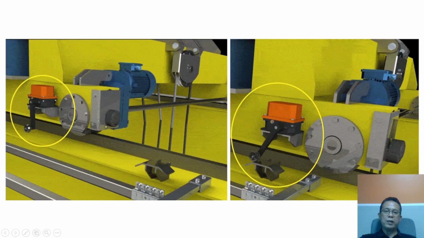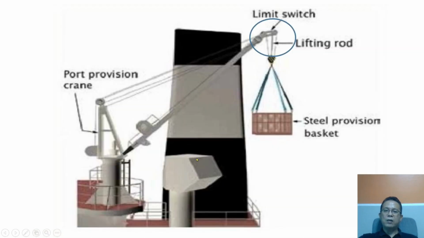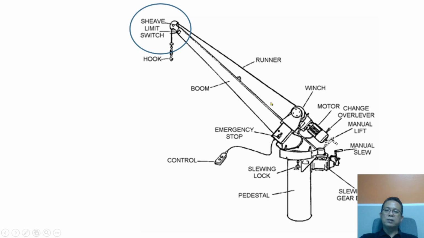So we have a picture here again. We have the limit switch and we have the triggering device that, when it comes in contact with the actuator, then the system halts. Another one, on board the ship, we have our engine room overhead crane. There are also limit switches installed for safety purposes. And of course, we have the provision crane, and a limit switch is also installed for safety purposes on board the ship. Okay, so let's just watch a preview for the limit switches.